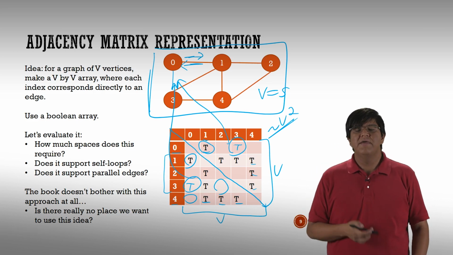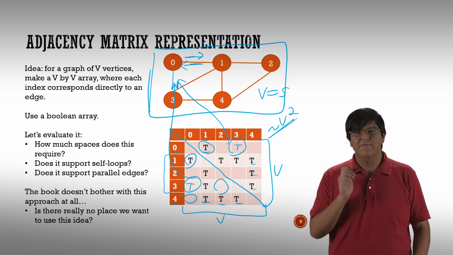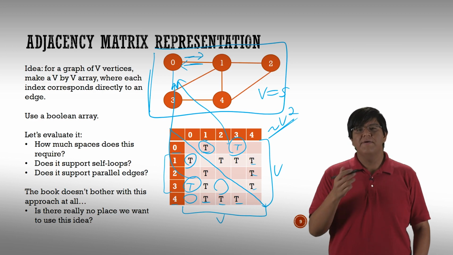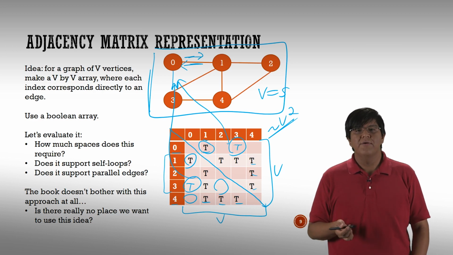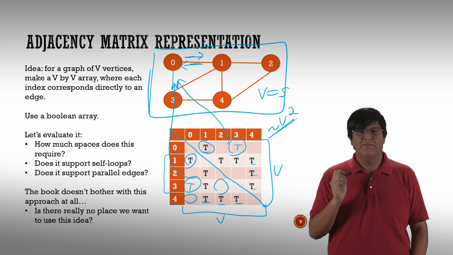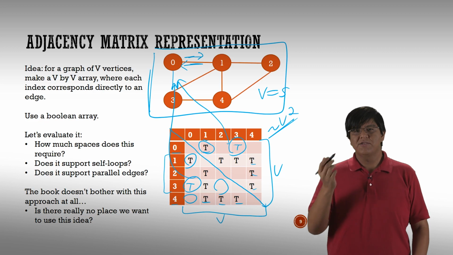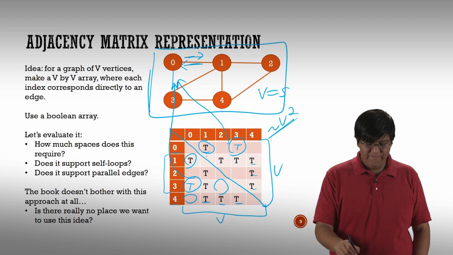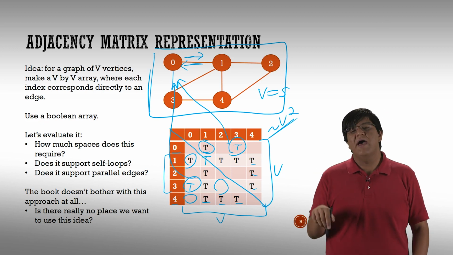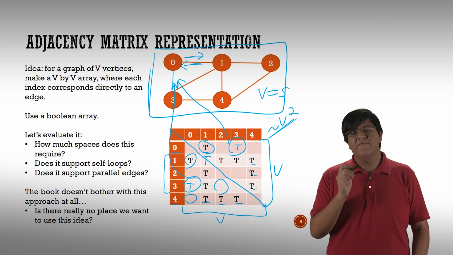Next question is, does this support self loops? What do you think? Self loops, there's not any in the picture, but yes, it can support them. So what would it mean if I had, for example, a self loop on 1? Well, how did my picture change? It changes by having a value over here. So actually that diagonal is just for self loops.